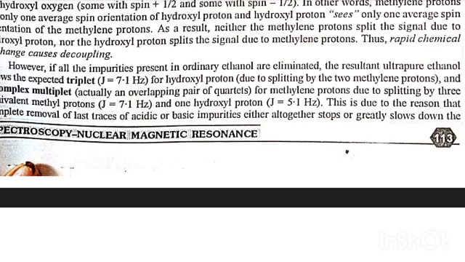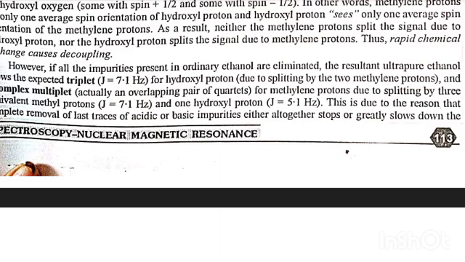However, if all the impurities present in ordinary ethanol are eliminated, the resultant ultra-pure ethanol shows the expected triplet for the hydroxyl proton due to splitting by the two methylene protons, and a complex multiplet for the methylene protons due to splitting by 3 equivalent methyl protons and 1 hydroxyl proton.